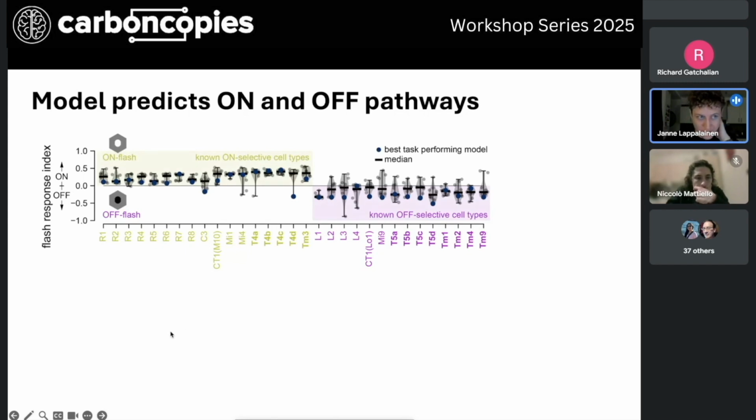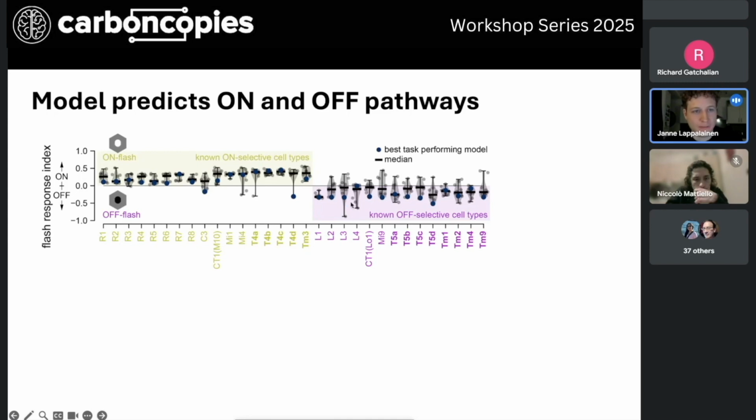So here, the flash response index on the y-axis is a summary statistic of the voltage response. It ranges from -1 to 1, and it's basically the peak response of the neuron to an on flash minus the peak response of the neuron to an off flash, and then normalized. So if it depolarizes to an on flash, then it would be above 0. If it depolarizes to an off flash, then it would be below 0.